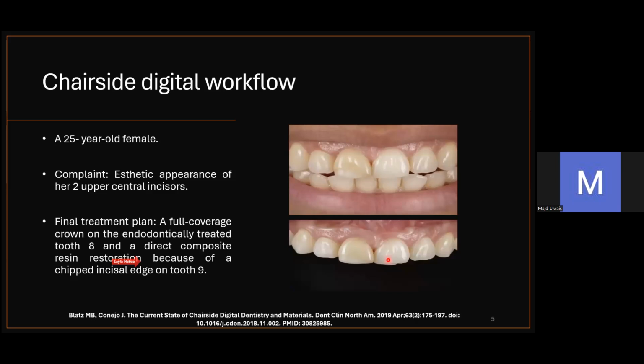So this is an example of a chairside digital workflow, provided by a case report conducted by Blatz and Conejo in 2018. This case report is about a 25-year-old female. She presented to the clinic with a concern about the aesthetic appearance of her 2 upper incisors. And the final treatment plan included a full coverage crown on the endodontically treated upper right central and a composite resin restoration for the left incisor.